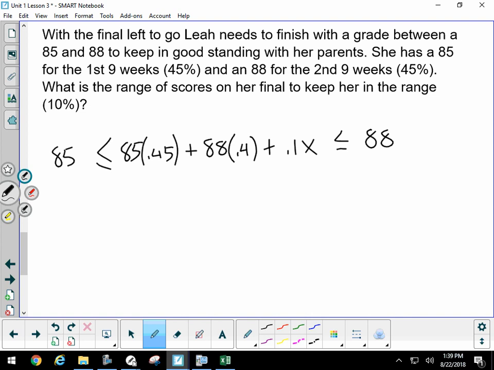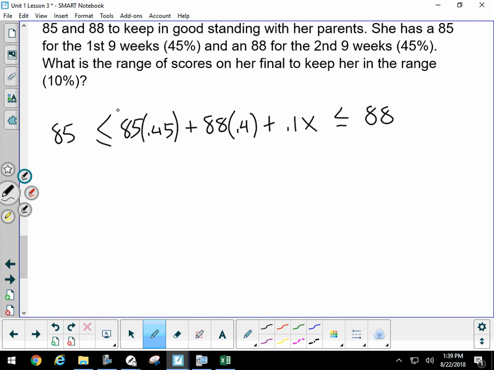Okay, this is just an example of setting up an inequality. You could almost set it up as like an equation. Just understand you need to be between the two numbers. That works. I would go ahead and do this calculation, subtract from both sides. Might as well do it. A calculator. So we had 85 times 0.45 plus 88 times 0.4. This number is 73.45. Plus 0.1x, or less than or equal to and greater than or equal to. So I'm going to subtract that 73.45 from the 88.